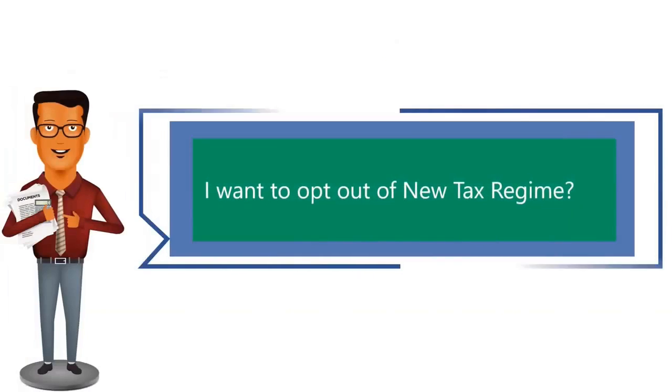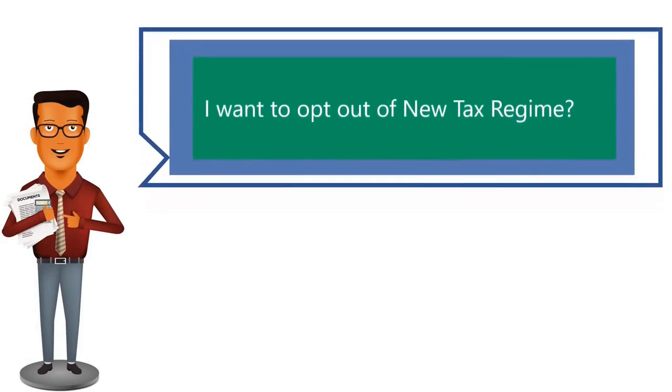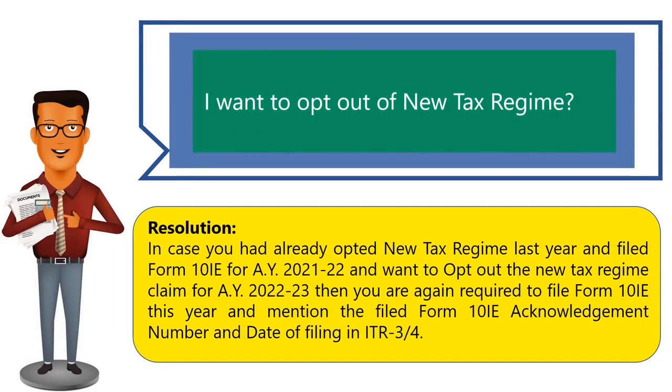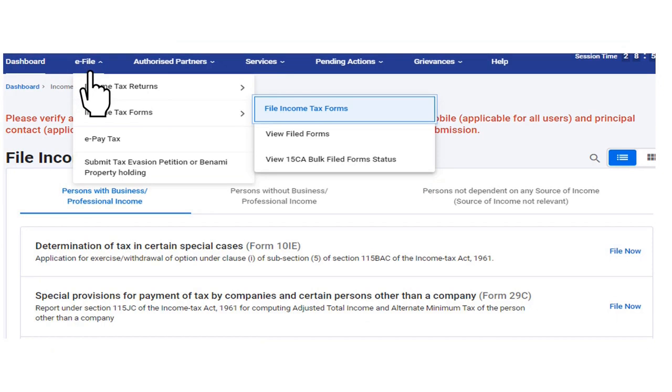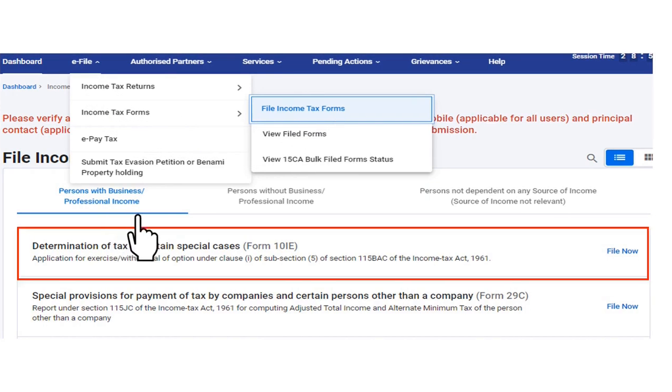However, if you had already opted for the new tax regime last year, and if you wish to opt out of the new tax regime, you are again required to file Form 10IE this year, and now you are required to mention the filed Form 10IE acknowledgement number and date of filing as you are filing your income tax return. Again, you are required to go to the e-file tab, reach Income Tax Forms and click on File Income Tax Forms. Again, you can select Form 10IE and click on File Now.